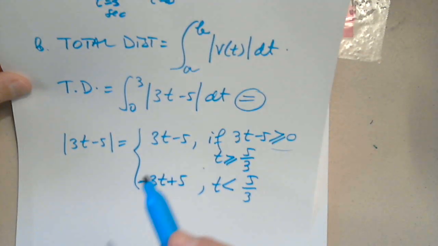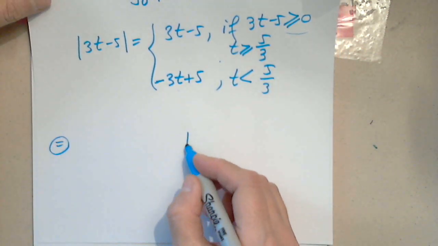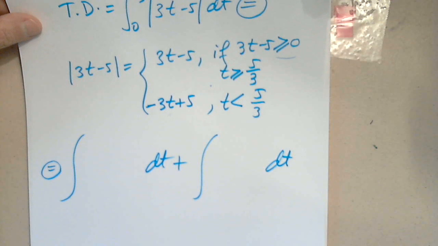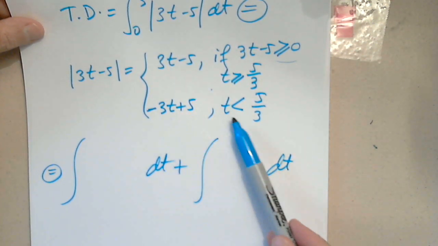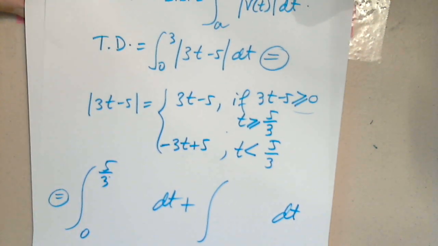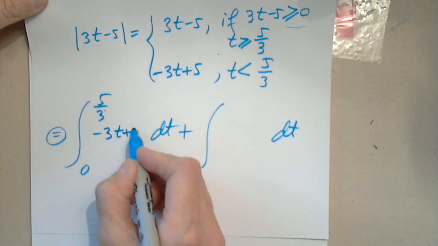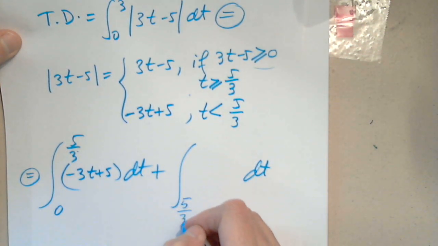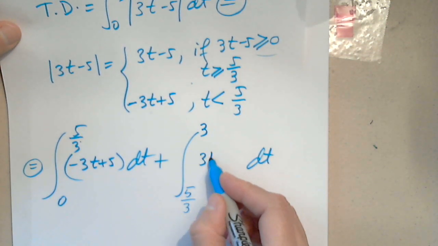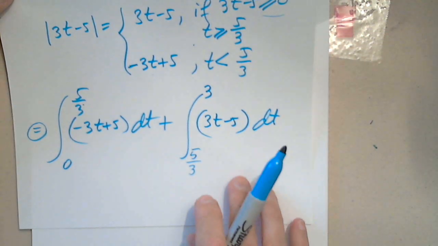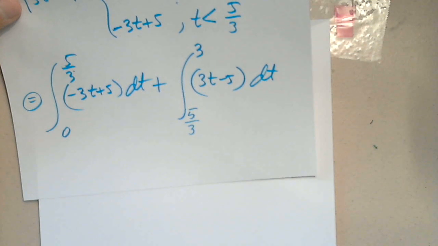So therefore, this integral now, by one of the definite integral properties, will be a sum of two integrals. The integral from 0 to 5/3 of negative 3t plus 5 dt, of course, and from 5/3 to 3 of 3t minus 5. And this number is going to be a sum of two numbers. It will give us the total distance, and it has to be a positive number.